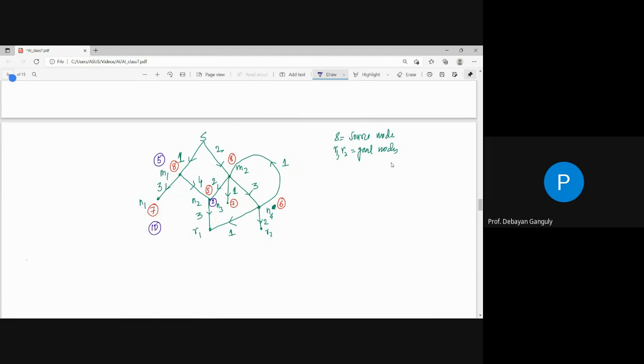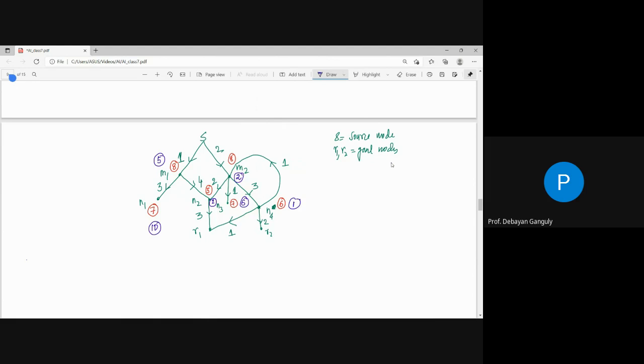By using this violet color, this is 2, this is 2, that is 1, this is 6. So 1, 2, 3, this is 6, this is 2, this is 1. I think that's all. All other things are the same, only the heuristics I have written in violet color. Then what should be the optimal cost?